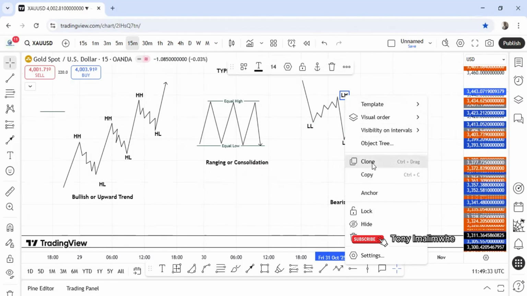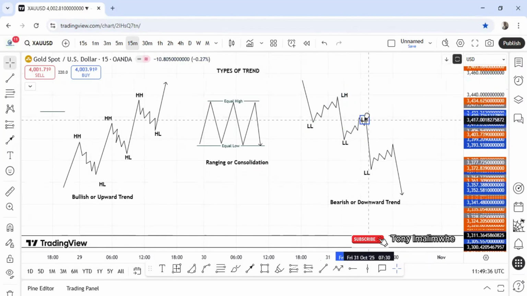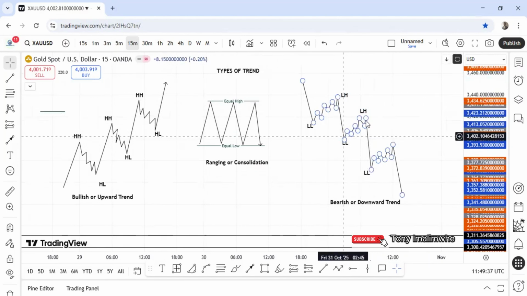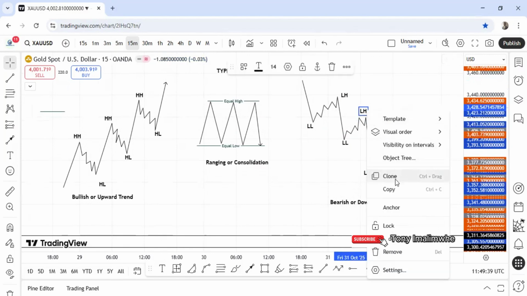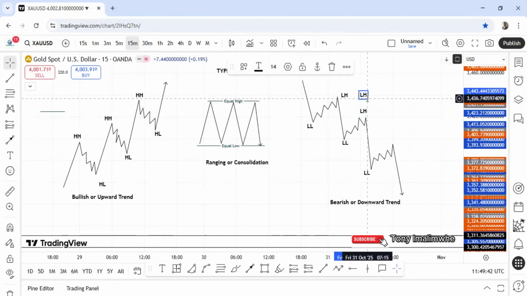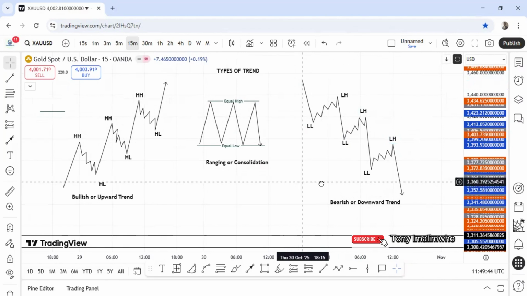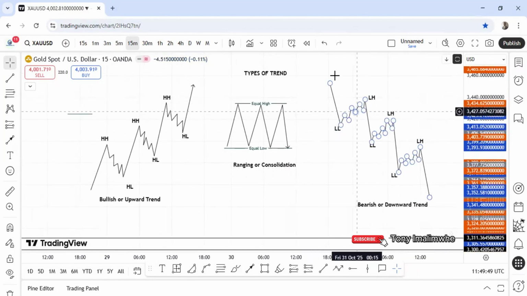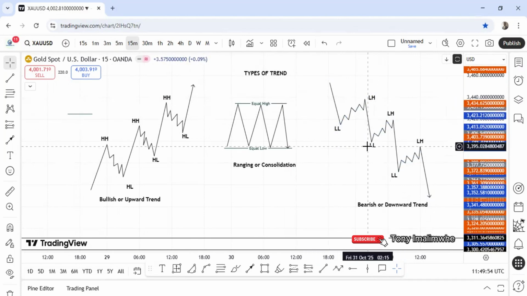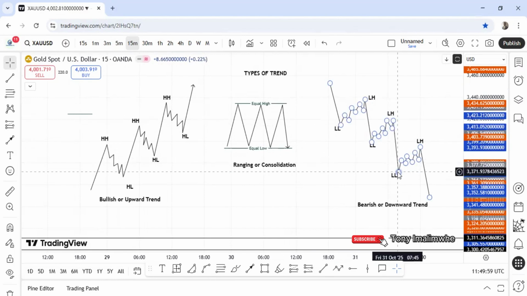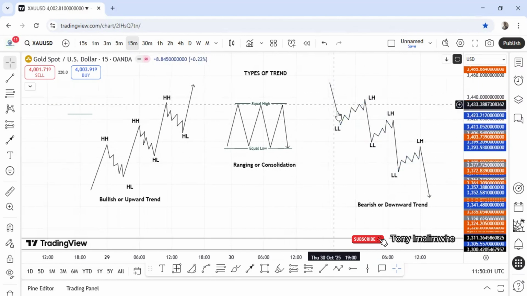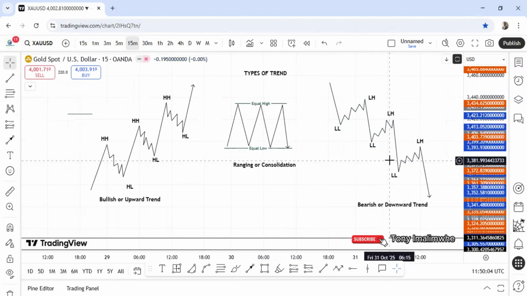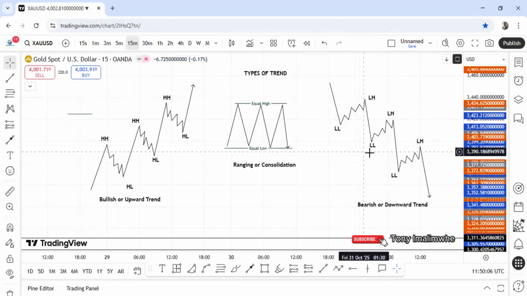Price will retrace back to this point to give another lower high. Yes, this is a downward trend. An impulse will give you a lower low, a retracement gives you a lower high, break again, lower low, retrace back or pull back to give a lower high, then break again. When you have this series of breaks of structure to the downside, this is called the bearish trend.